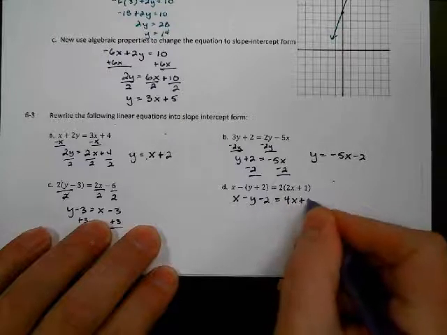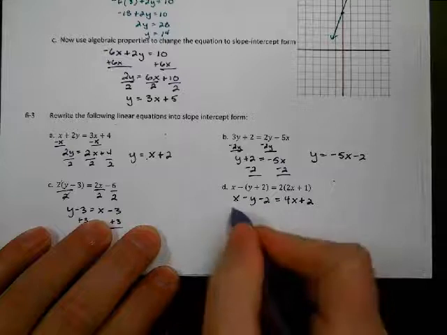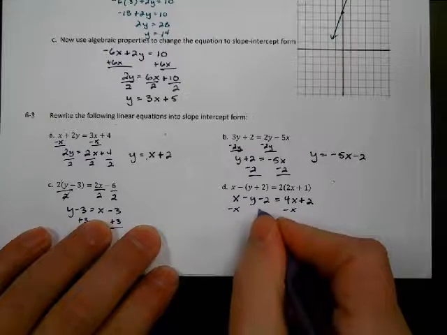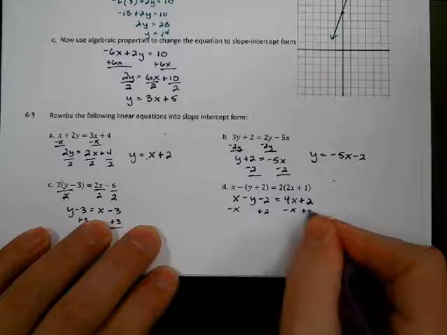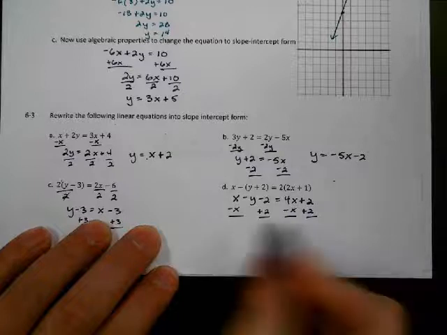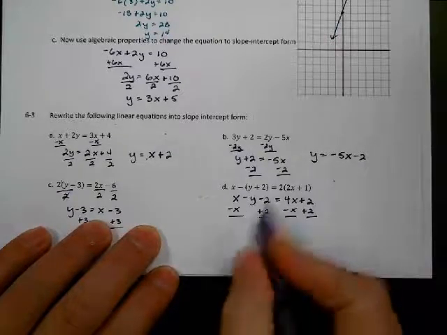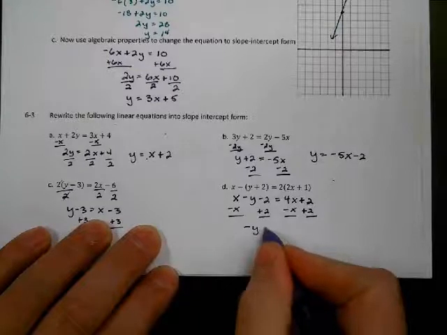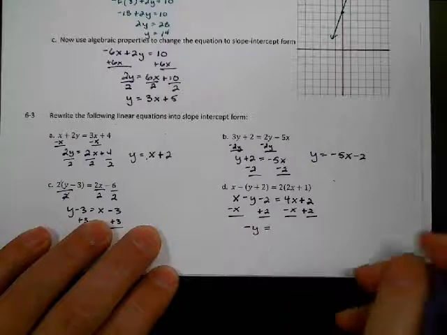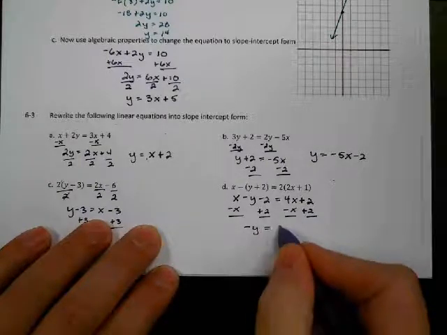Okay, I need to start moving everything over to the other side. I'm going to subtract x from both sides. And while I'm at it, I'm going to add 2 to both sides. So I subtracted x and added 2 to both sides of the equation. Over here, I'm left with negative y because the x's canceled and the 2's reduced themselves. Over here, I'm left with 4x minus x is 3x. And then 2 plus 2 is 4.